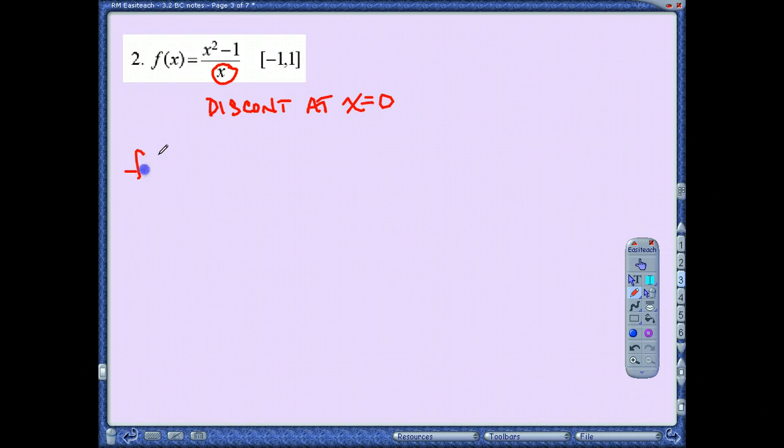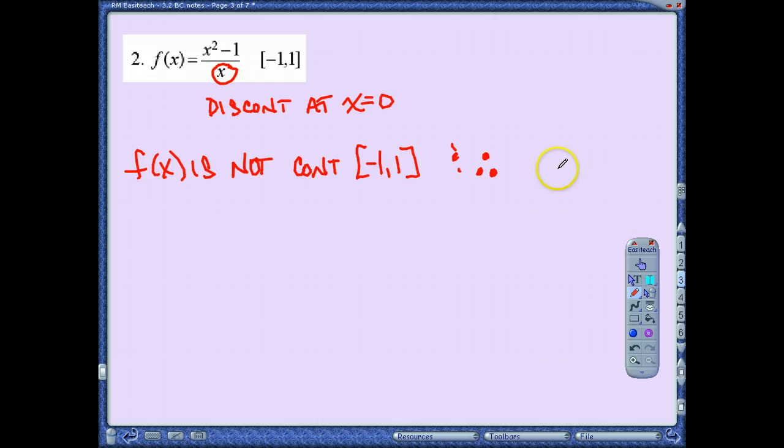We're going to write f of x is not continuous on our interval. And therefore, remember, therefore is our 3 triangular dots, Rolle's does not apply. Because Rolle's doesn't apply, we don't have to find those c values that Rolle's guarantees.